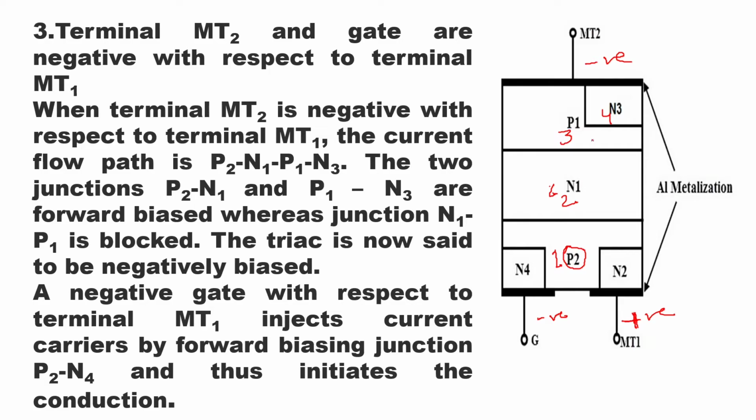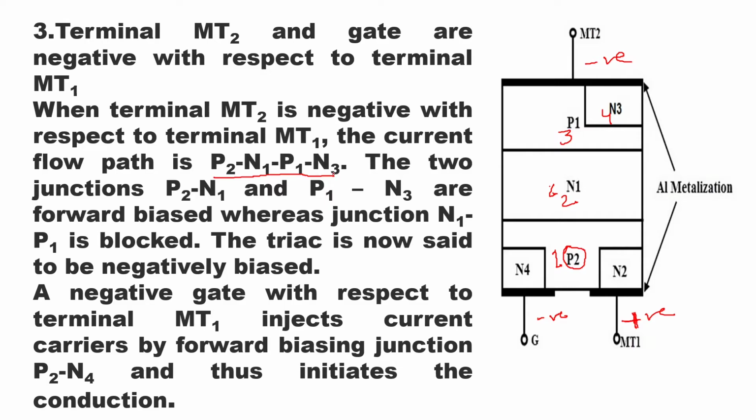Now in this case, the gate is negative. A negative gate with respect to terminal MT1 injects current carriers by forward biasing the junction P2 N2 and thus initiates the conduction. But the main thing is, how does the current flow? Here we have mentioned the current flow as P2, N1, P1, N3. So this is the way the current will flow in mode 3.